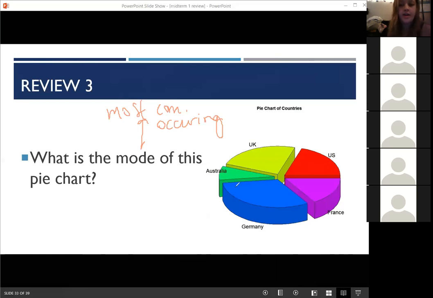So in this case, even though we're not given the numbers, visually you can tell that Germany has the largest piece of the pie here. UK's in a close second. They're trying there, but Germany's winning here. So our mode is going to be Germany in this case. And if you were to actually see numbers here, this would be the largest number. So it's the most commonly occurring. Just like Brian said, it's the largest piece. So absolutely, that's correct. You guys did a great job with that one.